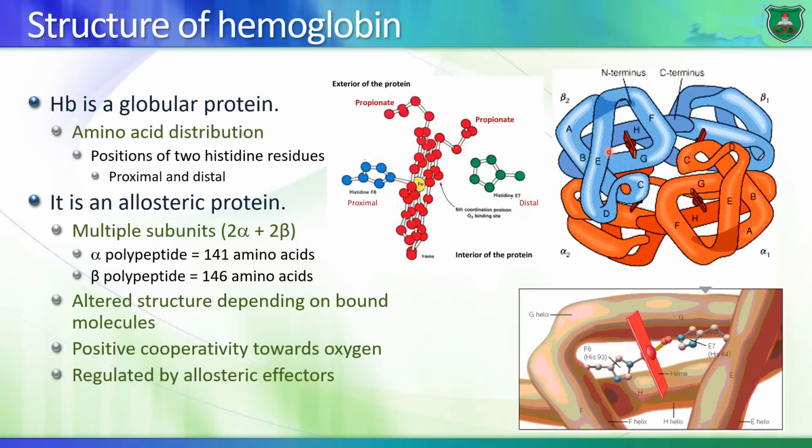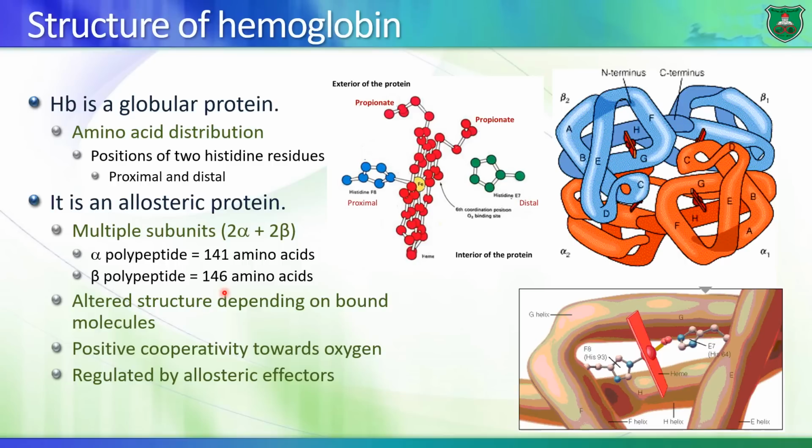Okay, so we have 4 chains, right? 2 alpha chains and 2 beta chains. Now, the alpha chain is composed of 141 amino acids, whereas the beta chain is composed of 146 amino acids. The last amino acid at the carboxyl terminus of the beta polypeptide is a histidine, so that's a third one, okay? And we'll talk about this histidine.